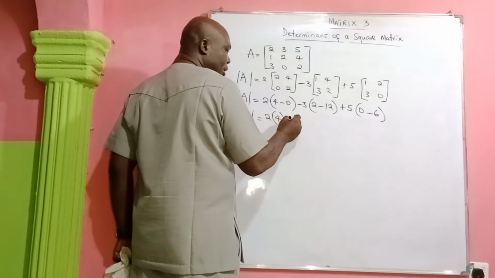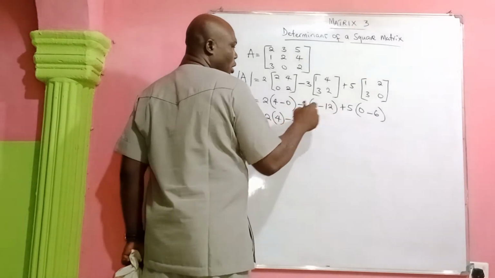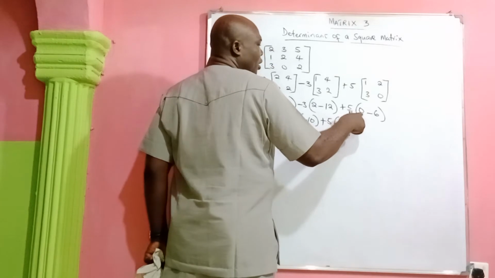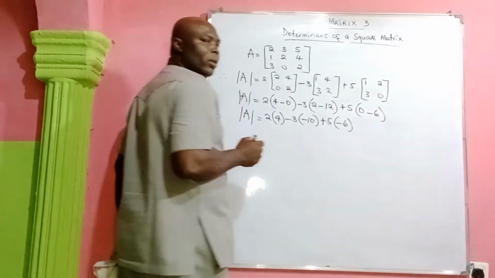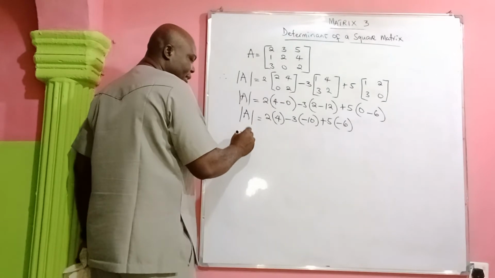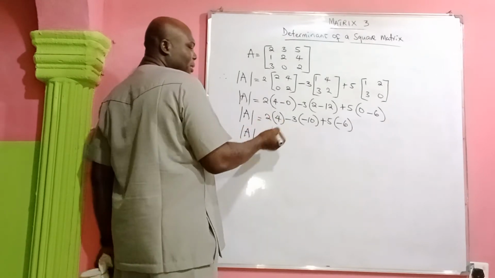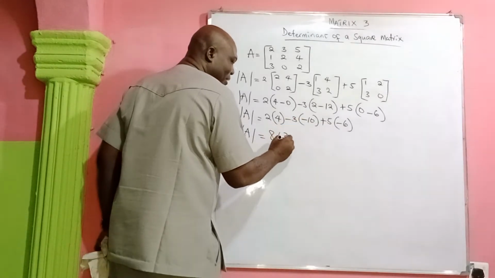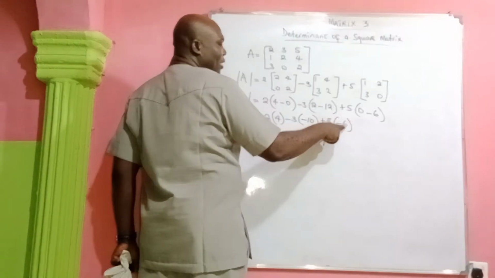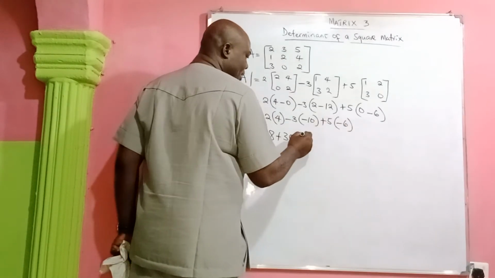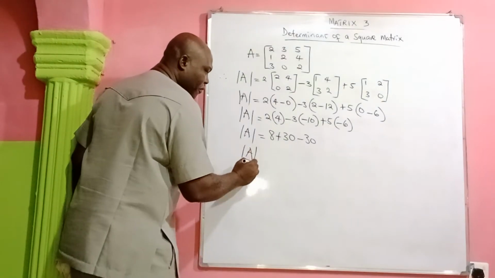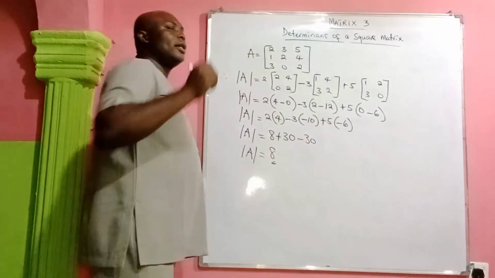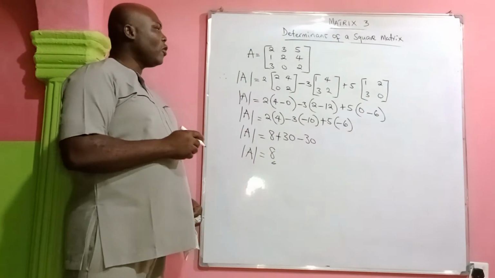Then we'll bring our minus 3. 2 minus 12 will give us a negative 10. And then we'll bring our plus 5 into 0 minus 6 is minus 6. Take note of that. And so we are going to have the determinant of A to be equal to 2 times 4 is 8. And then minus 3 times minus 10 will give us a positive 30. And then 5 times minus 6 will give us a negative 30. So our determinant of A will be equal to 8 plus 30, 38 minus 30. That gives us 8. So the determinant of that matrix will give us 8.